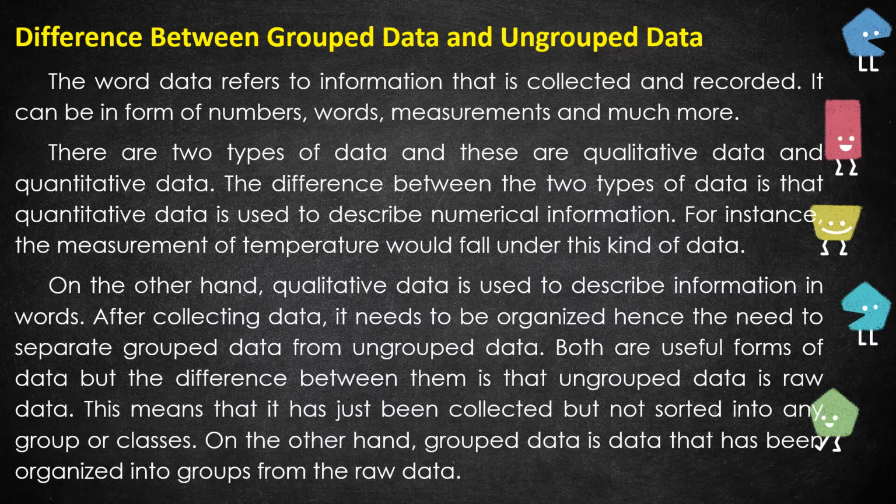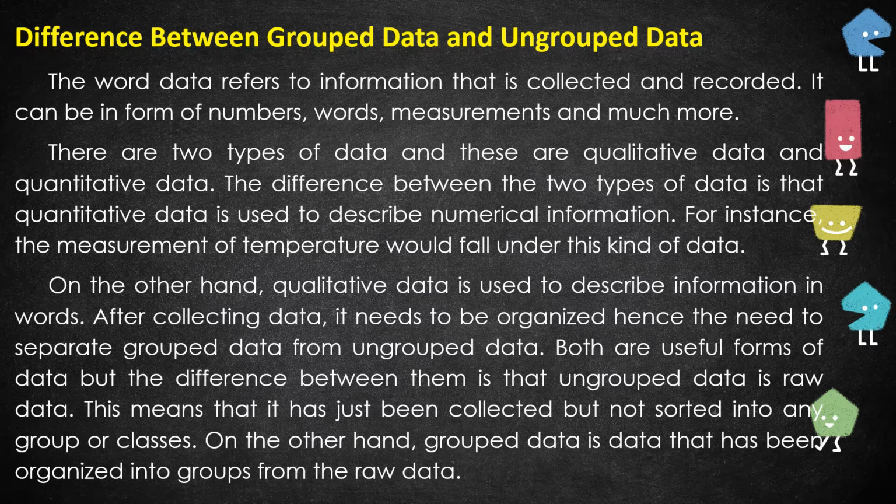The difference between the two types of data is that quantitative data is used to describe numerical information. For instance, the measurement of temperature would fall under this kind of data. On the other hand, qualitative data is used to describe information in words. After collecting data, it needs to be organized, hence the need to separate grouped data from ungrouped data.